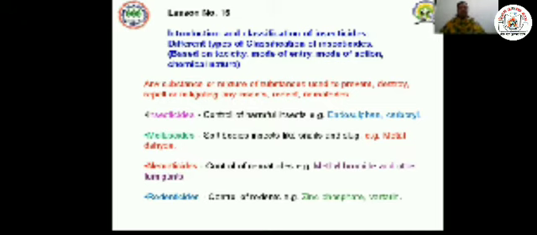Then rodenticide, it is used to control rodents. Example is zinc phosphide. Okay, this type of question is asked at the time of semester theory examinations, like define insecticide, give an example of rodenticide, or define molluscicide, whatever.